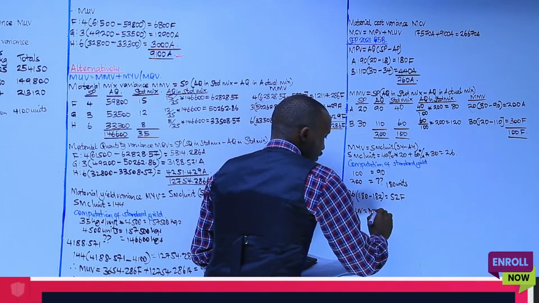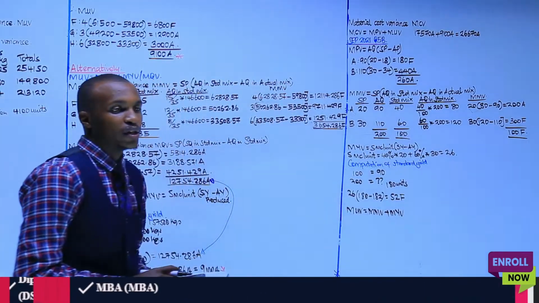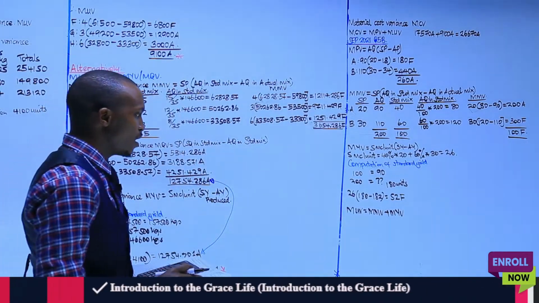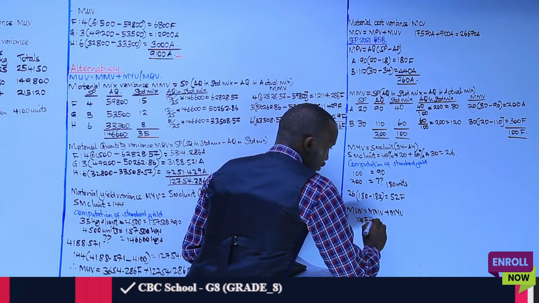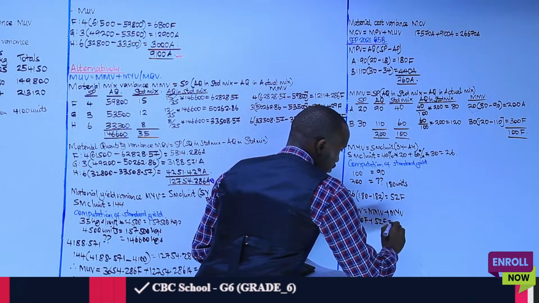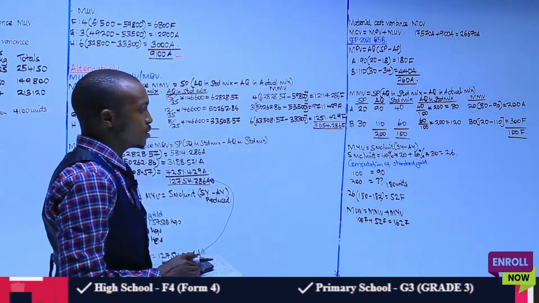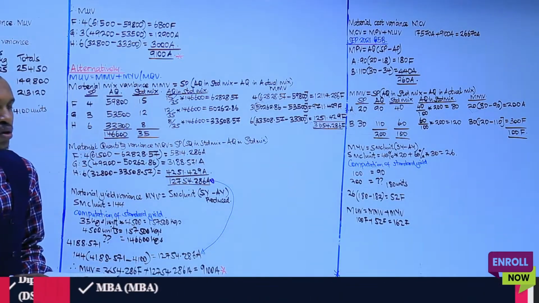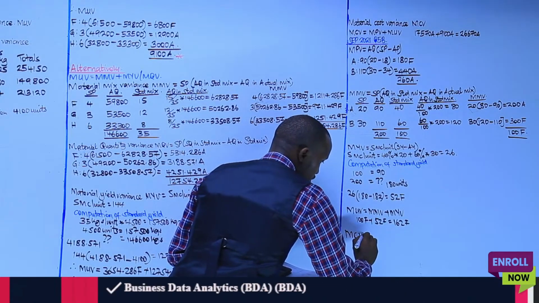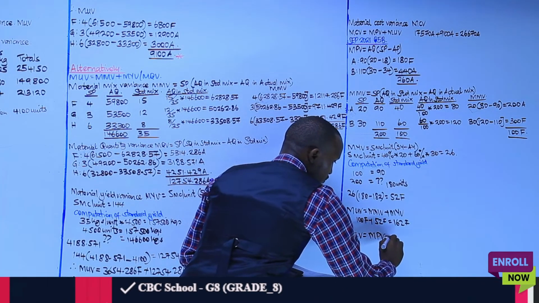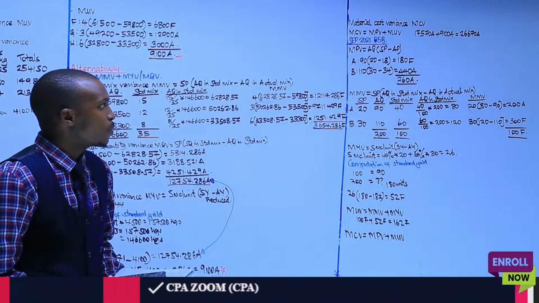Your material usage variance is going to be your material mix variance plus your material yield variance. Your mix variance is 100 favorable. Your yield variance is 52 favorable. So that is 162 favorable.